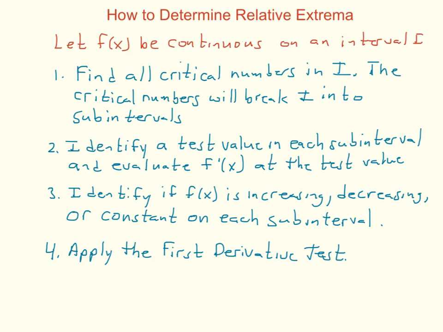Number two, I'm going to identify a test value in each subinterval and evaluate f prime of x at that test value. So it doesn't matter what I pick, I just have to pick one number in each subinterval. And whatever is true about that value is going to be true about every value in the subinterval. So if I plug that number in and I get a positive, every value in the subinterval would give me a positive. The third thing I have to do is identify if f is increasing, decreasing, or constant on each subinterval. And that's just going to be based on what happened when I evaluated f prime at that test value, if I got a positive, negative, or 0.